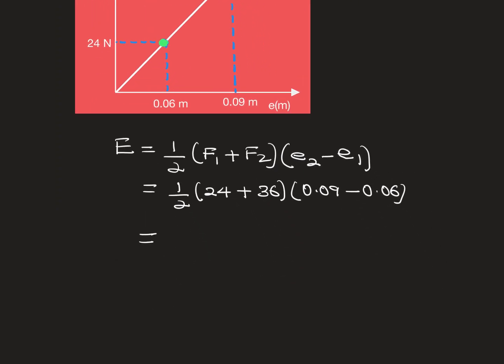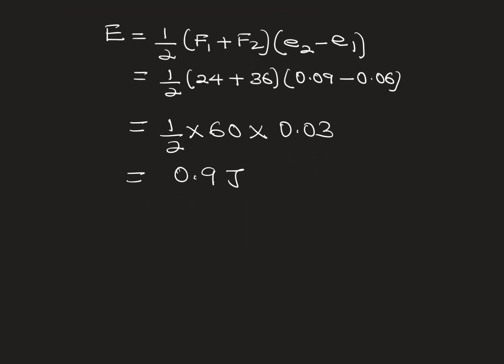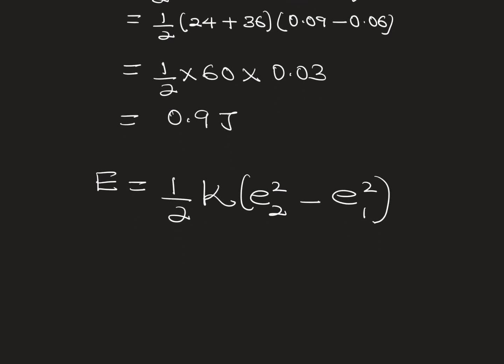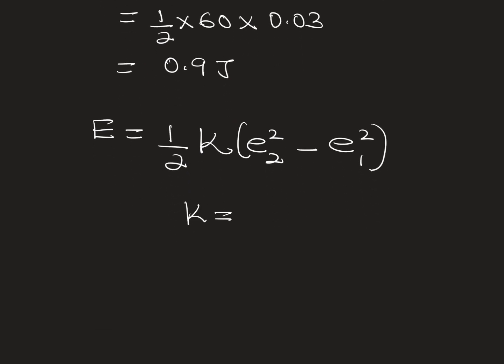So that will be half multiplied by 24 plus 36 gives 60, then multiply by 0.09 minus 0.06 gives 0.03. So that will give me 0.9 joules as an answer. If I want to use the other formula again, that will be E is equal to half K, E2 squared minus E1 squared. But first we need to determine K, right? And we said that K is equal to the gradient.